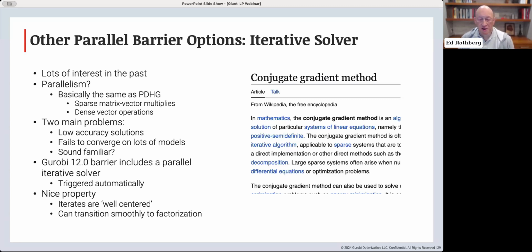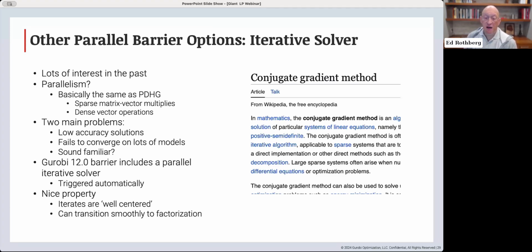Version 12 of Gurobi includes a parallel iterative solver. And it's actually triggered automatically. So if we look at a model and we determine that there's scope for using the iterative solver, we will just use it automatically. But we also have some hidden options that basically force you to always use it.